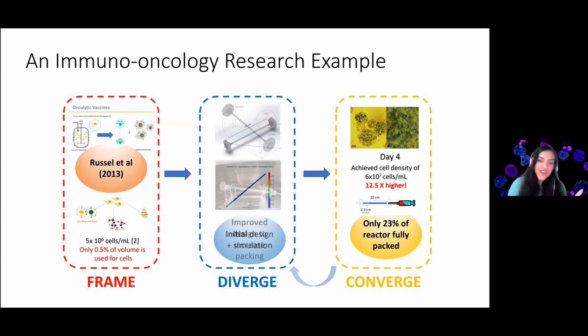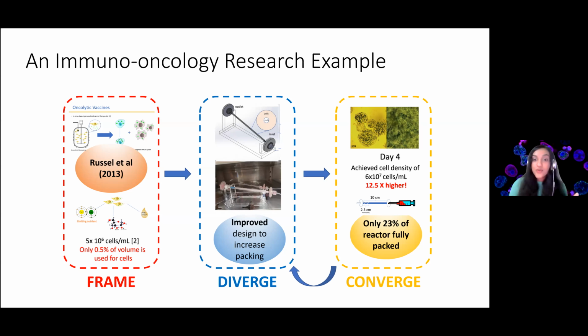So then we iterated back to the diverging stage and improved our design by adding in this tilted holder so that we could allow gravity to do all of the packing. And in doing this, we were able to increase packing of these cell containing spheres into our bioreactor, and by extension, increase the cell density that we could achieve.